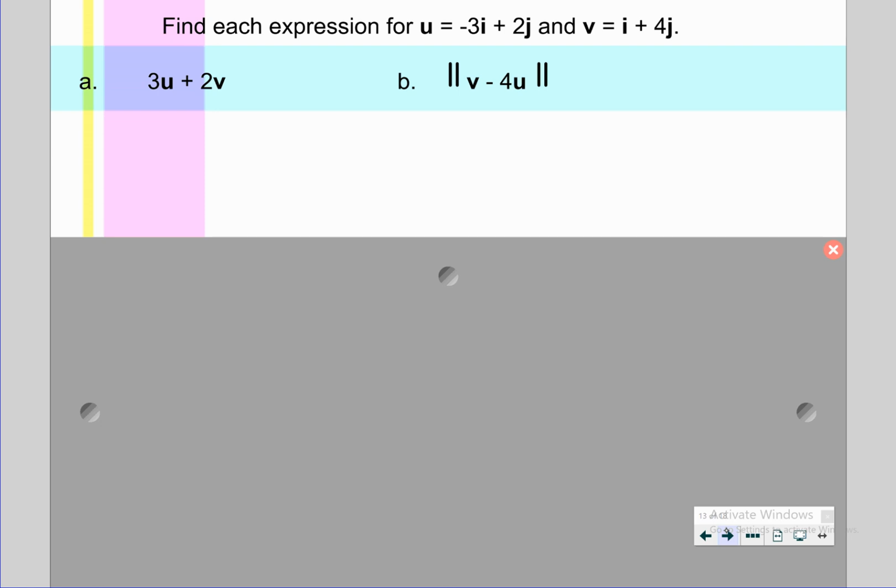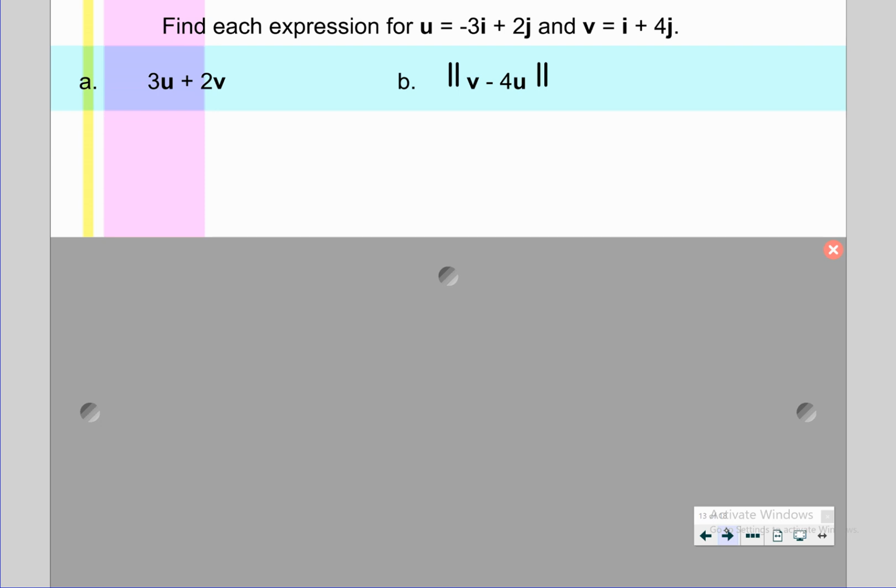So vector u is negative 3i plus 2j, and vector v is i, or 1i, plus 4j. All right, so you can write them like this, or you could write them in the other form. So u, I could also just say is negative 3, 2. And v, I could say is 1, 4. And if you write them in that standard form, you can calculate them the same way you saw in the video yesterday.